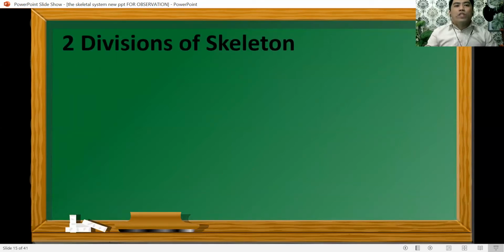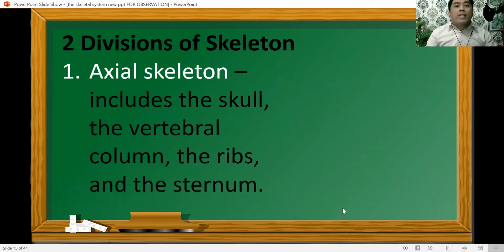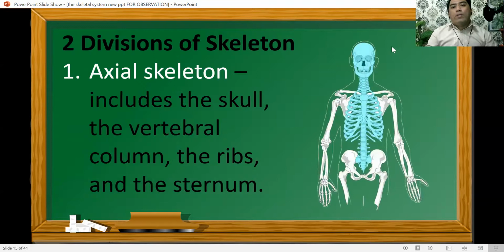Okay, so 2 divisions of the skeleton or skeletal system. Number 1 is the axial skeleton, includes the skull, the vertebral column, the ribs, and the sternum. Yan. So kung makikita nyo dito yung may kulay na, light blue. So yun ang tinatawag nating axial skeleton. So ano bang bumubuo sa axial skeleton? Includes the skull, the vertebral column or the backbone, the ribs, yan ito sa gilid, and the sternum, yung sternum sa gitna. Okay.